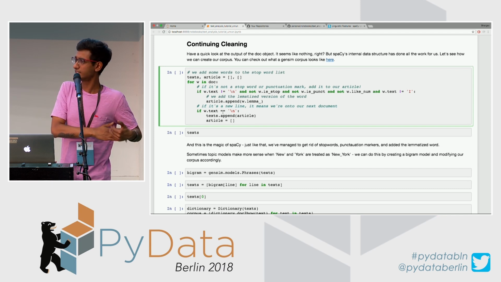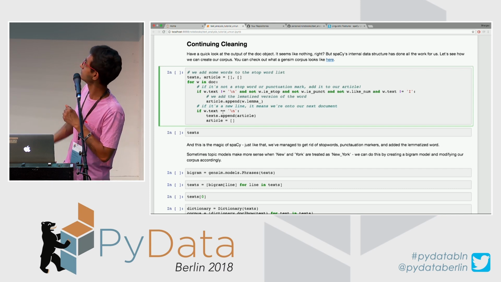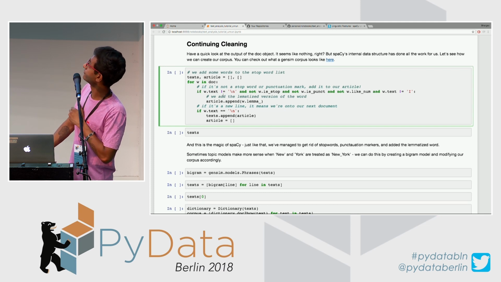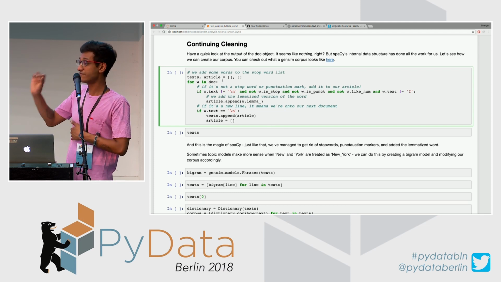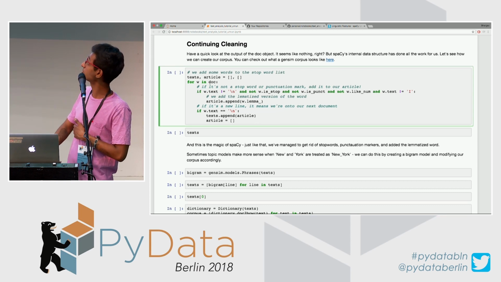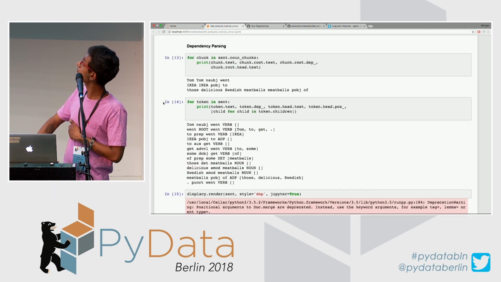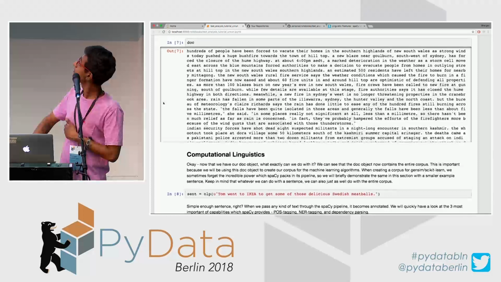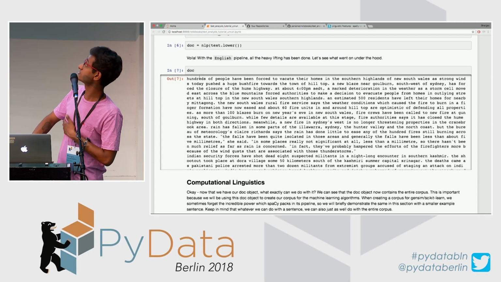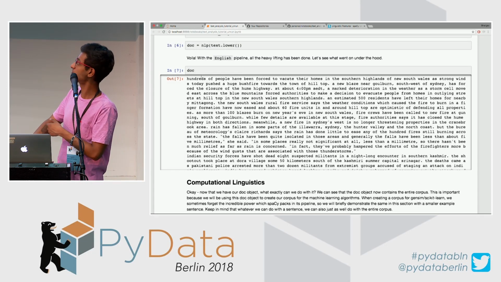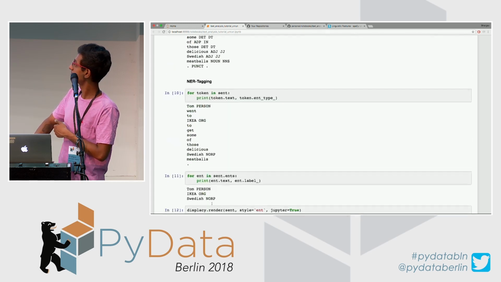I see some slightly confused faces, so I'm going to go over this again a bit slower. Let's look at what's going on. For W in doc, which means for every single token in my original document. Just to give you a quick reminder, this is doc. So for W in doc, I'm going through every single word in my document.